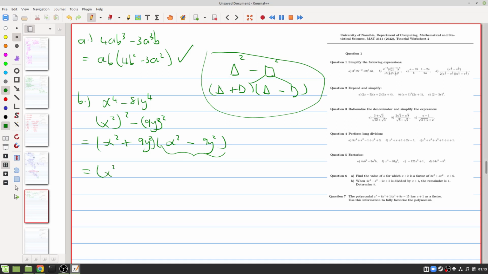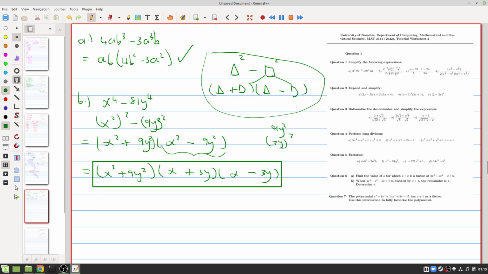So now, this is a sum, it's a plus, so it's not a difference, so we can't do anything here. But this part is again a difference between two squares. So one gets a plus, one gets a minus, x squared, so it's just x and x. 9y squared is the same as 3y squared, so it's going to be 3y and 3y. And now that's done. So that's our answer for this one.